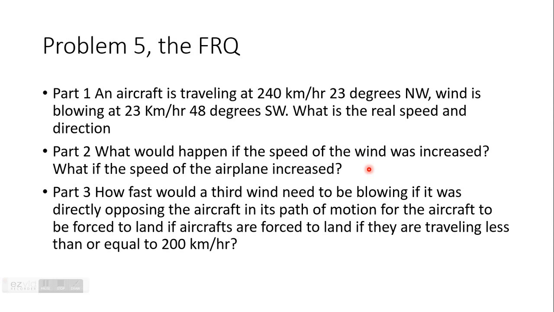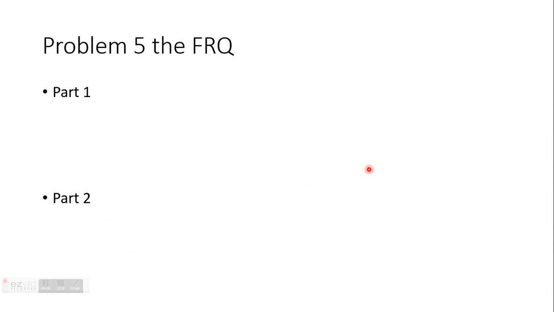And how fast would a third wind need to be blowing if it was directly opposing the aircraft in its path of motion for the aircraft to be forced to land, if aircrafts are forced to land if they're traveling less than or equal to 200 kilometers per hour. So I made up that number. Don't think that's correct or anything, but that is just an example to show you a bit of an application of vectors. So pause the video, work through things. I'm going to start walking you through the solutions in 3, 2, 1.